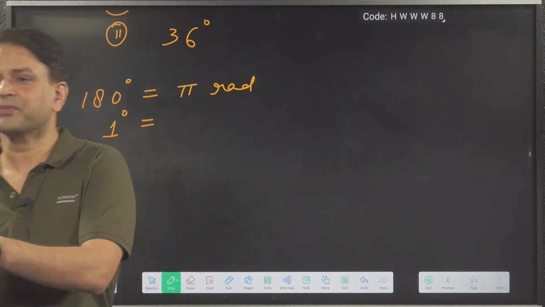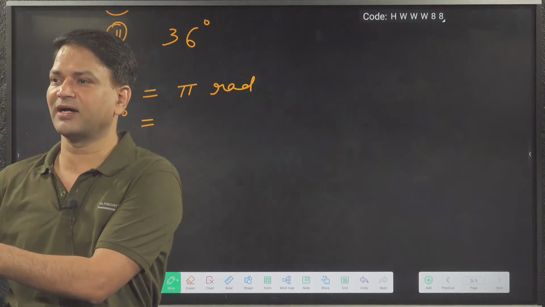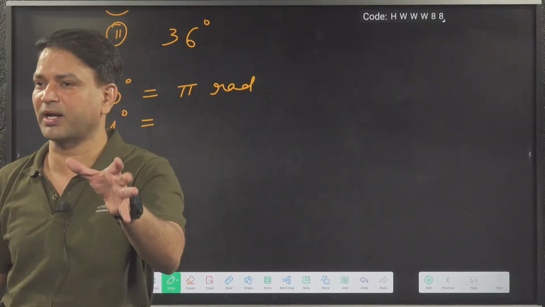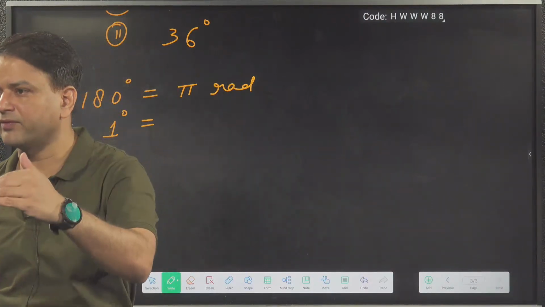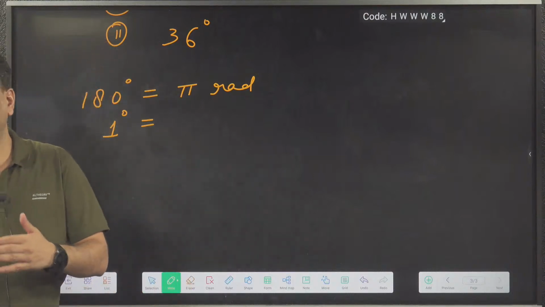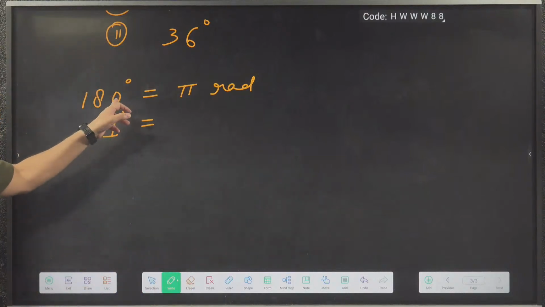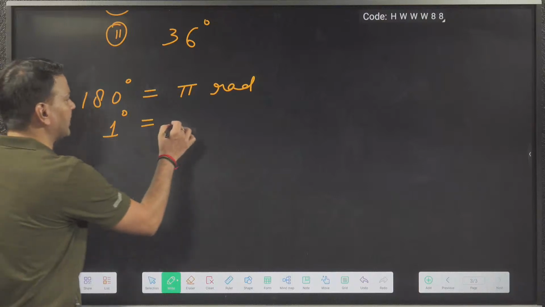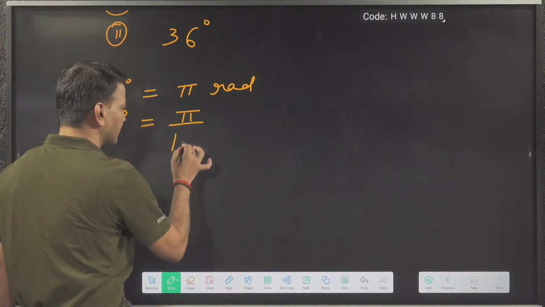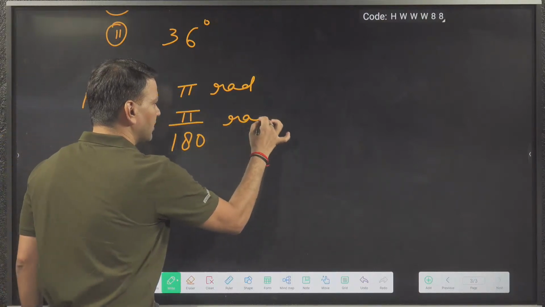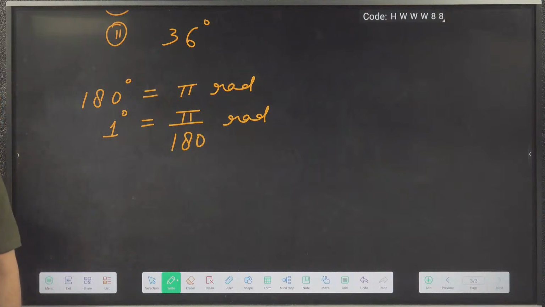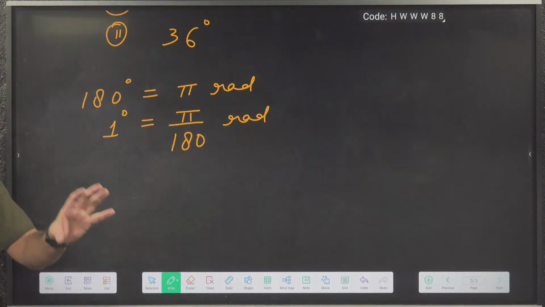Like suppose I am saying the price of 5 bananas is 25 rupees. What is the price of 1 banana? Then you will say 25 by 5. So when you know for more and you need for 1, you will divide. So 180 degree is pi radian, so 1 degree is equal to pi by 180 radian. This is the conversion factor we got.